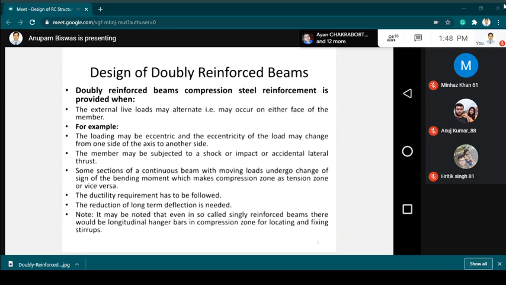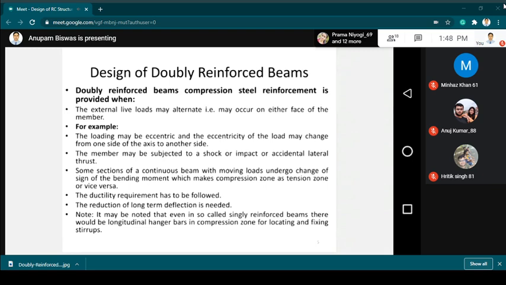Another point could be due to eccentricity of the load. The load may not be applied at the midspan or at the neutral axis. It may be eccentric, it may be falling outside the structure. Because of that there will be formation of negative bending moment at some portions of the beam. So that has to be countered, and that is why compression zone reinforcement is necessary.